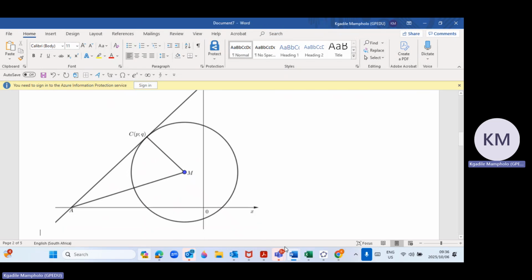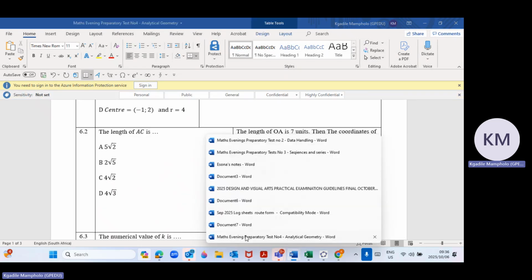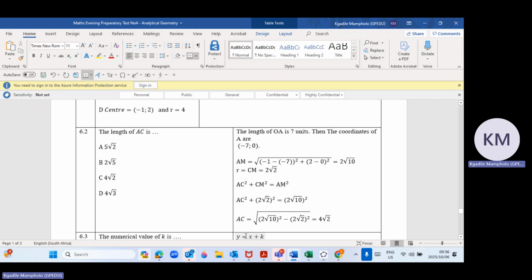Let's start. As the starting point, we'll find the length of OA, it's AM, because AM has both the coordinates, which is the center and A. The x of the center is -1, x of A is -7. You see (-1 - -7) squared. Then y of the center is 2, y of A is 0. So you say (2 - 0), then the answer will be 2 root 10.